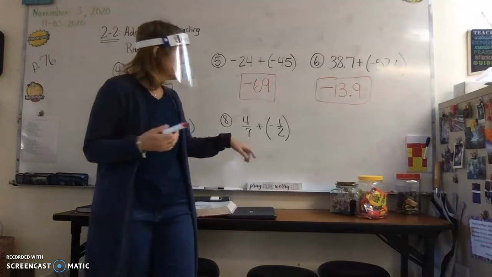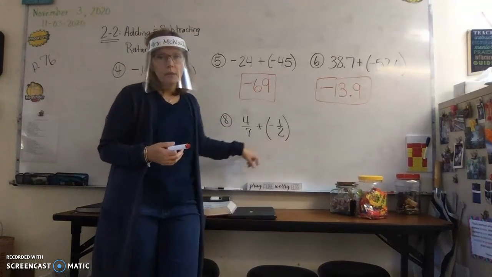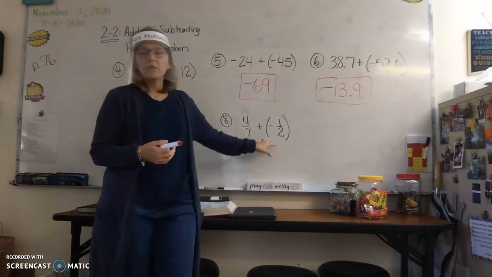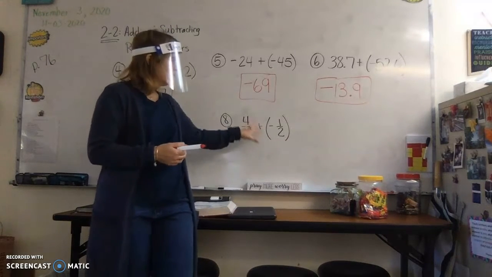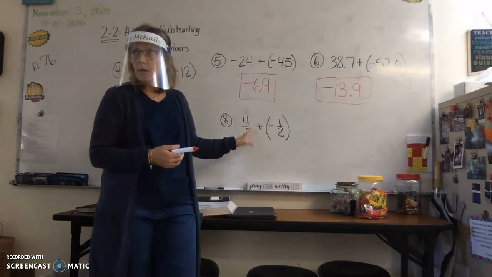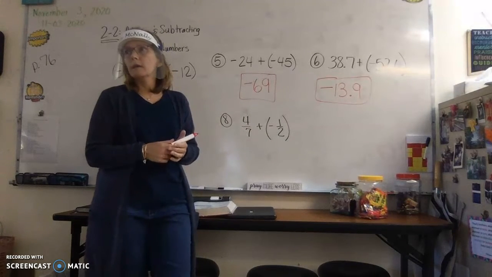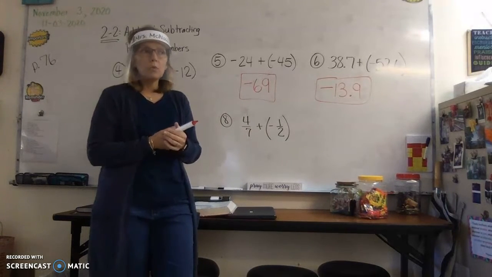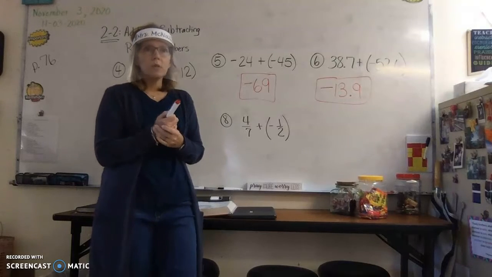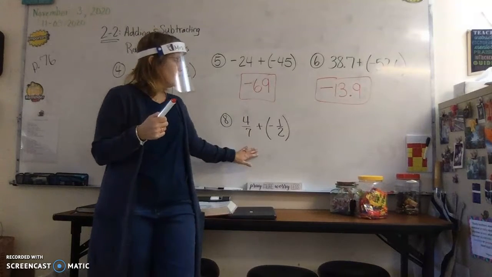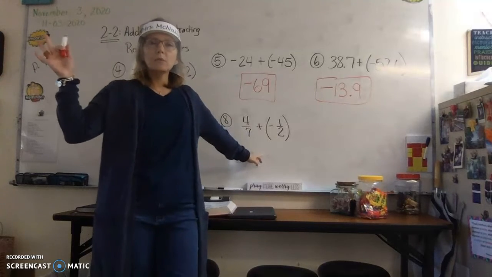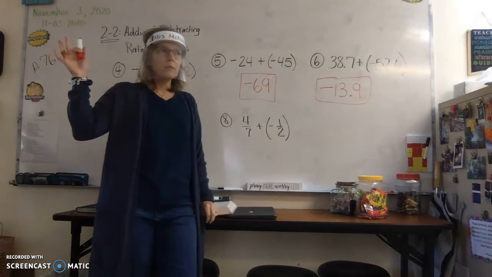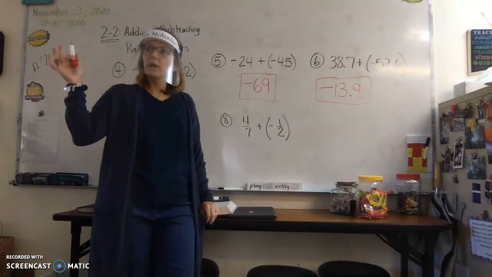The other way to do it is to make like denominators. So we would have to find the least common denominator between these 2 numbers and then recalculate the top numbers, and then we could add or subtract. So let's vote. Who wants to divide and make decimals? And who wants to keep them fractions and do least common denominator? So decimals, raise your hand. And fractions, raise your hand.